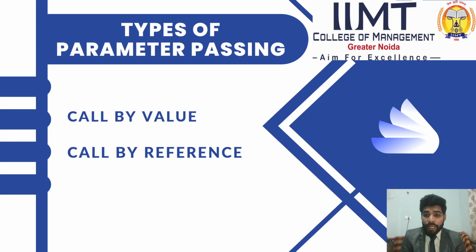Okay, now let's look at the types of parameter passing. So parameter passing has two types, call by value and call by reference. We are going to take a look at both of them one by one.